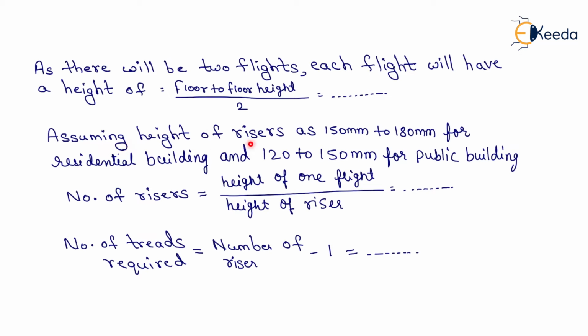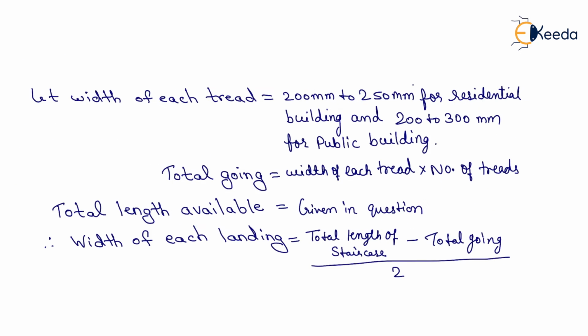Assuming height of risers as 150 mm to 180 mm for residential building and 120 to 150 mm for public building. Number of risers equals height of one flight divided by height of risers, we will get number of risers. Number of treads required equals number of risers minus 1. So we will get number of treads required.